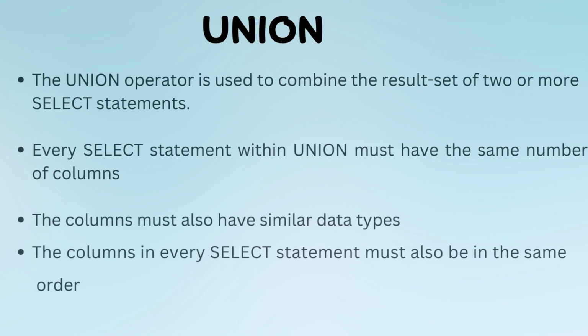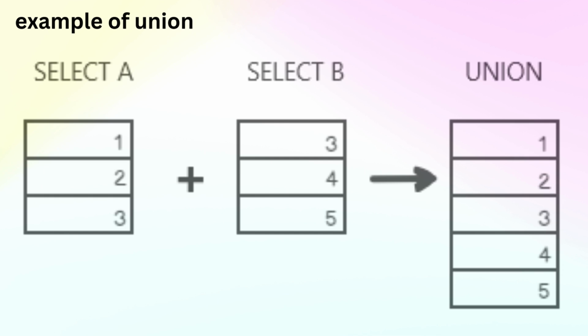Every SELECT statement within UNION must have the same number of columns. The columns must also have similar data types. The columns in every SELECT statement must also be in the same order. In the example of UNION, the result will be a combination of table A and table B, removing duplicates.